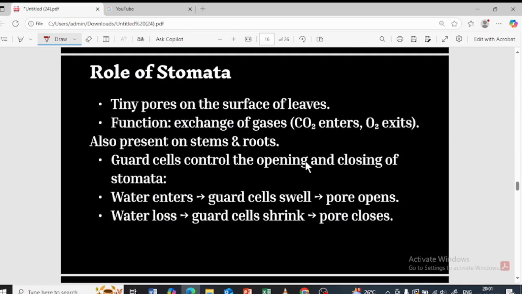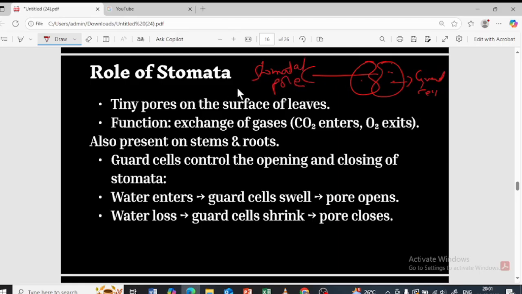Yes. Next is about the stomata. I told you I will be explaining it later. It will have the guard cells like this. These are the guard cells present in the stomata. There will be the stomatal pore in the middle. Basically this stomata is present on the surface of the leaf.